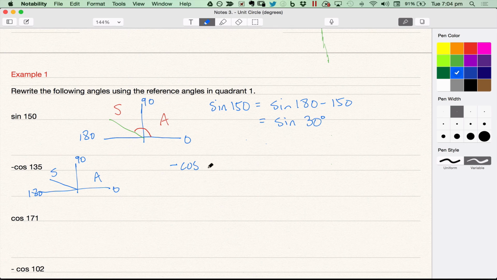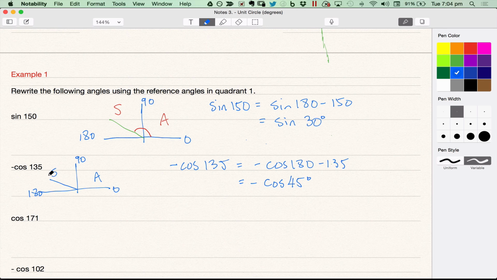Negative cos of 135 equals negative cos of 180 minus 135, which equals, now, negative cos of 45 degrees.